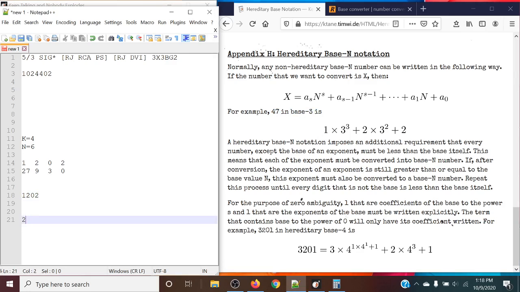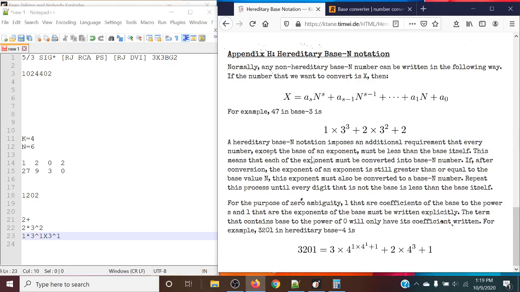So we would have our 2 to the constant value, like so. That would make sense. Then plus nothing for the 3 to the power of 1. Then we would do 2 times 3 to the power of 2. And then we would do 1 times 3 to the power of 3.